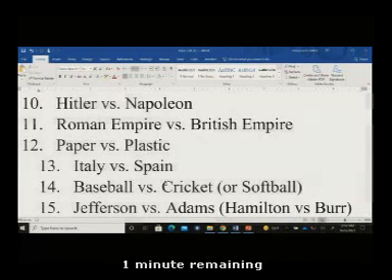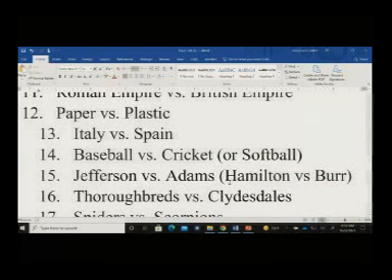Baseball versus cricket or softball. Don't write about cricket if you don't know anything about it. Softball is a better one because there are similarities. You can play them on the same field. I like Jefferson versus Adams, but I prefer Hamilton versus Burr. Come on. You haven't seen Hamilton? At least you could have seen it on TV.